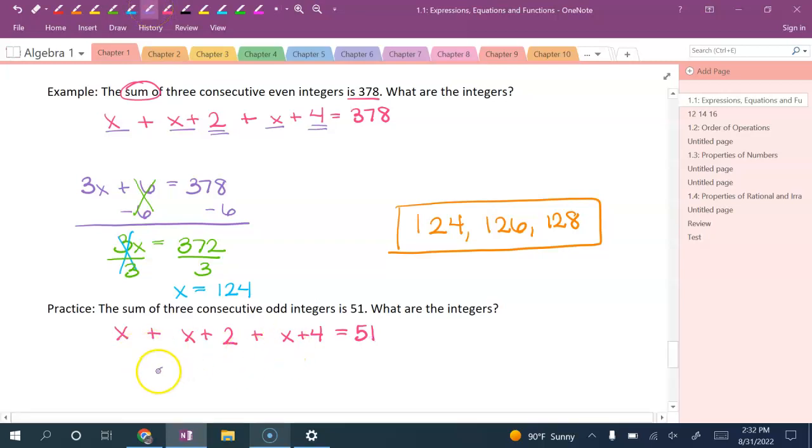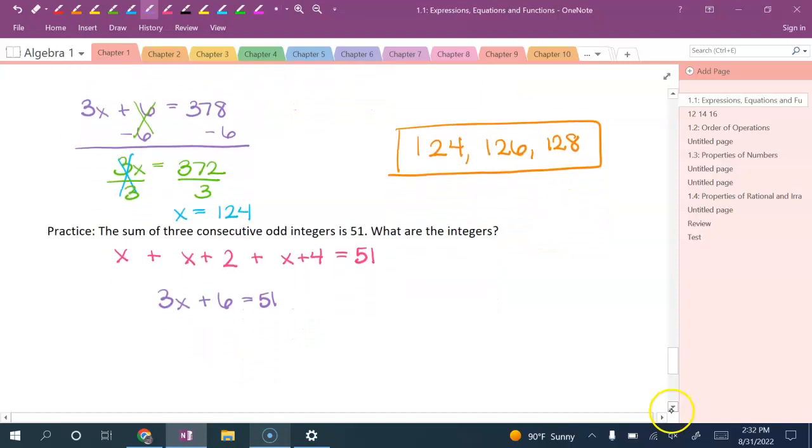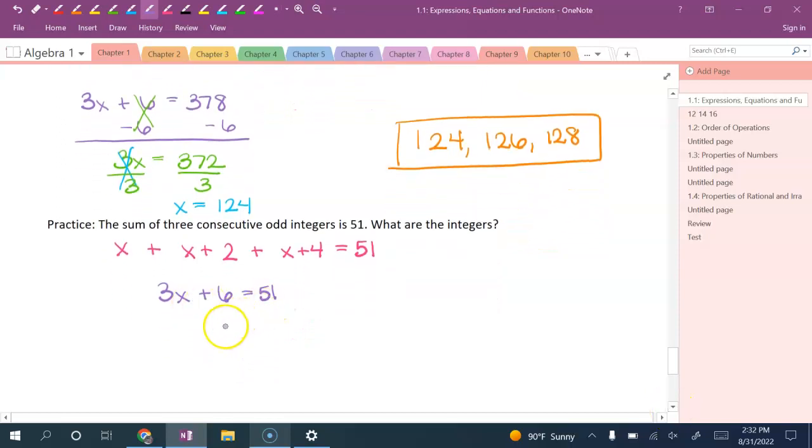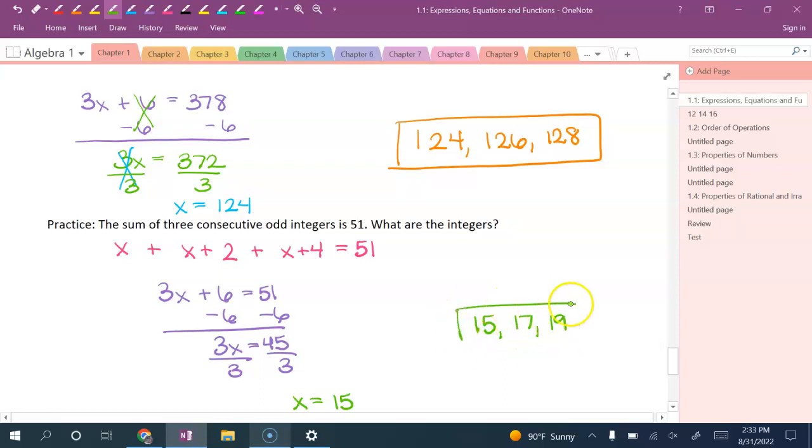So when you combine your like terms, you're still going to get 3x plus 6 equals 51. When you solve for x, so you subtract 6, divide by 3, you end up getting x equals 15. So then the next couple of numbers would be 15, 17, and 19.